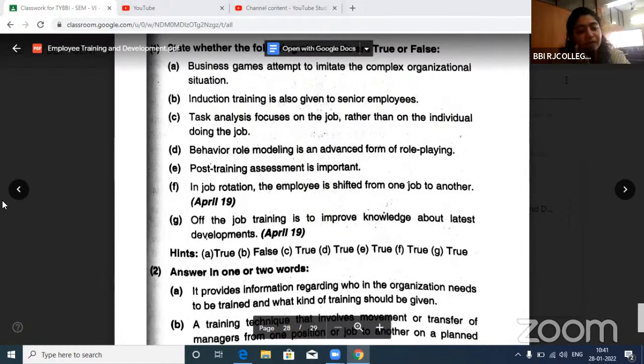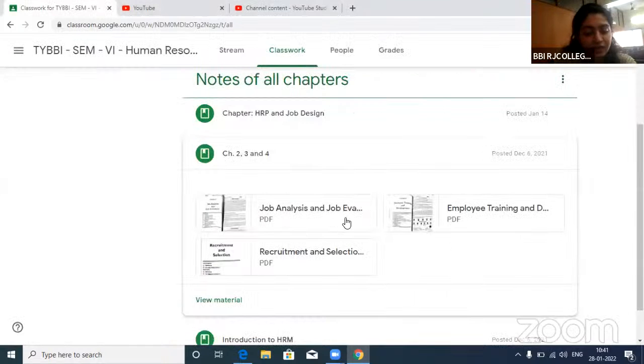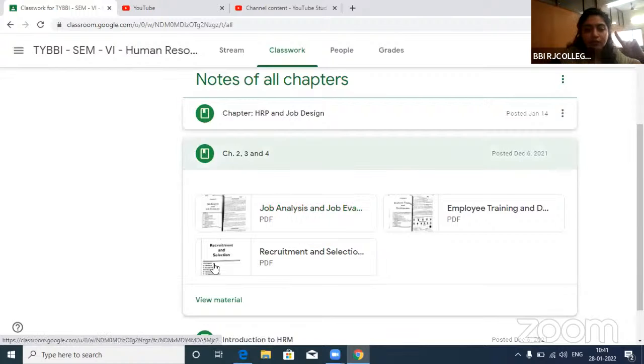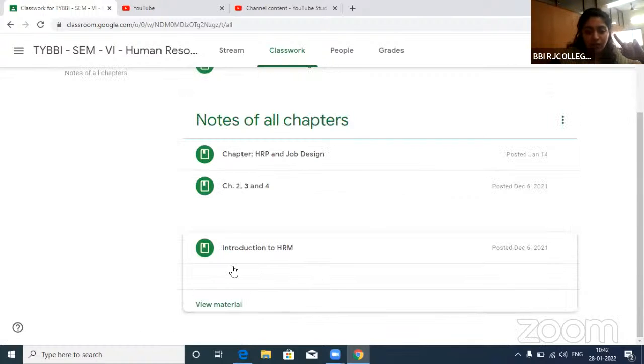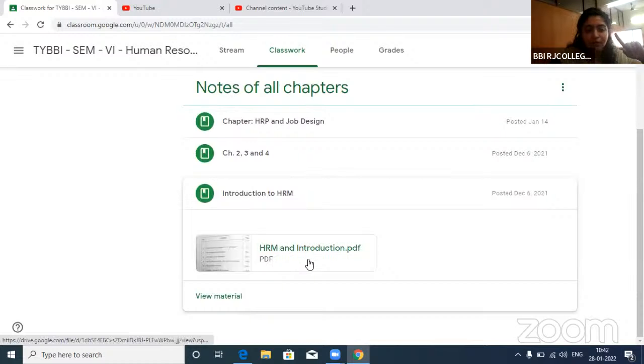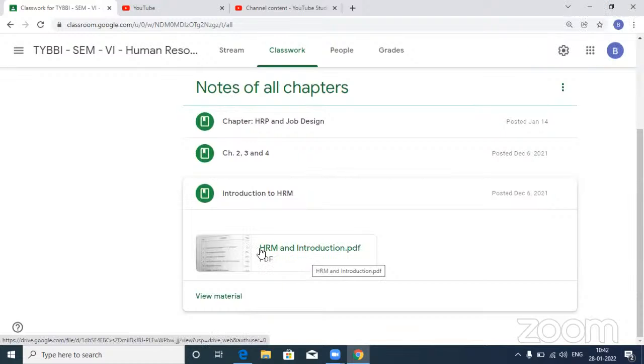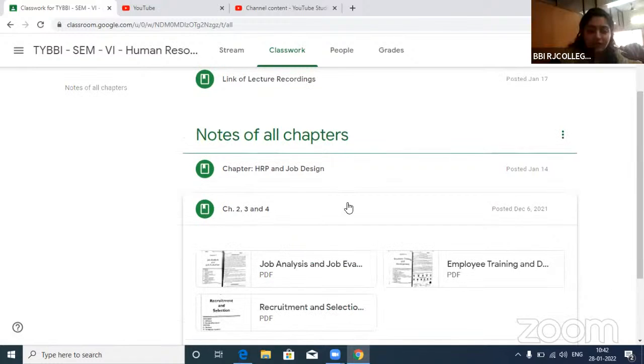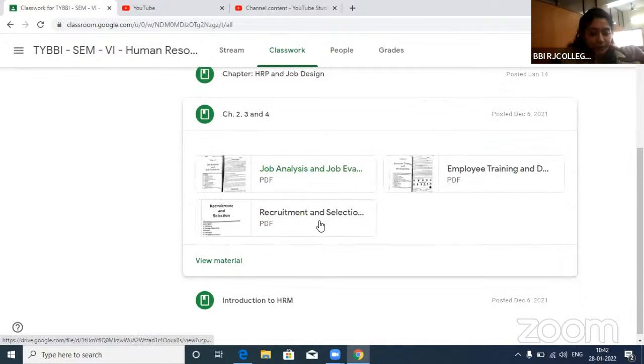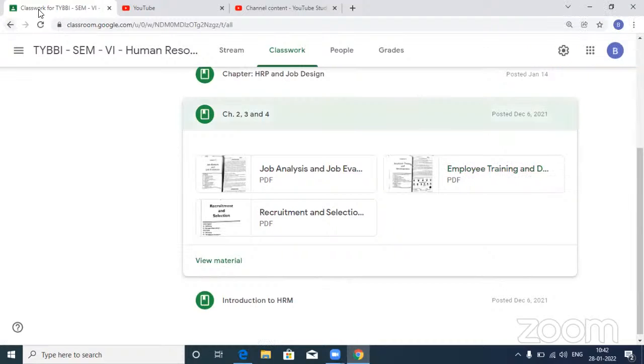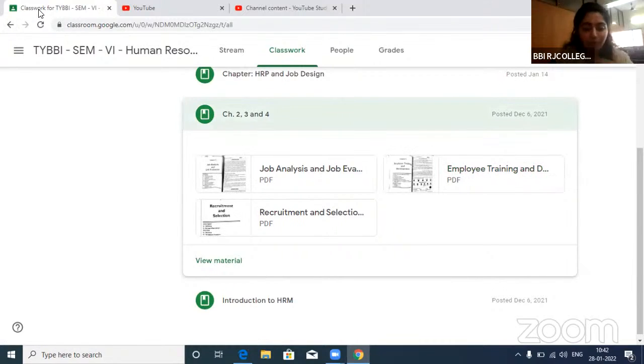So we have completed HRM. HRM is over. Introduction of HRM was the first chapter that we took. Remember, students? Yes, ma'am. Then I took job analysis and evaluation. Then I took recruitment and selection. And also I completed employee training and development today. So HRM from my side is over.